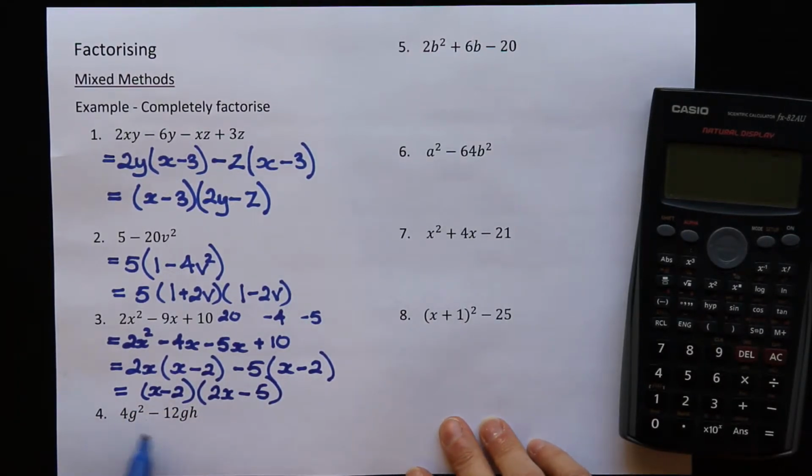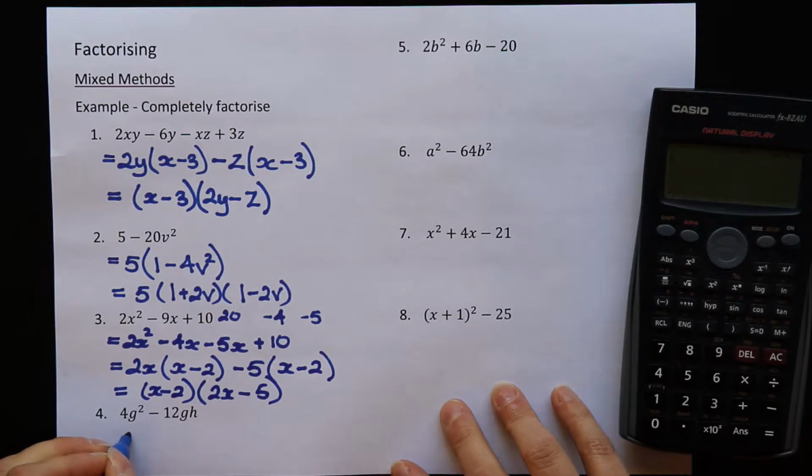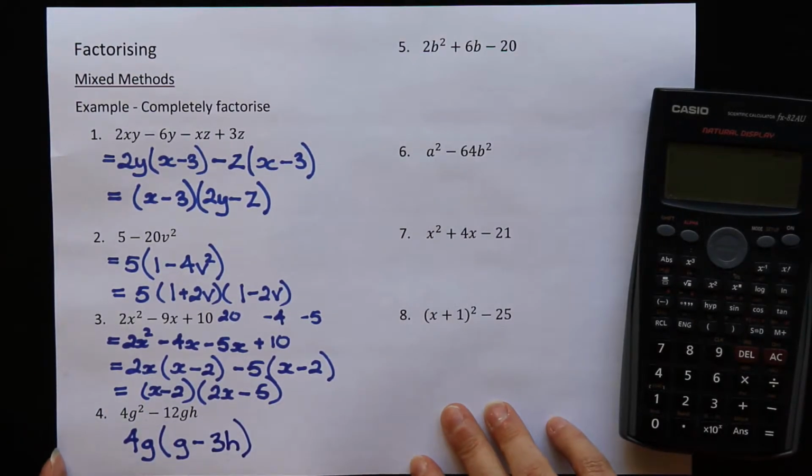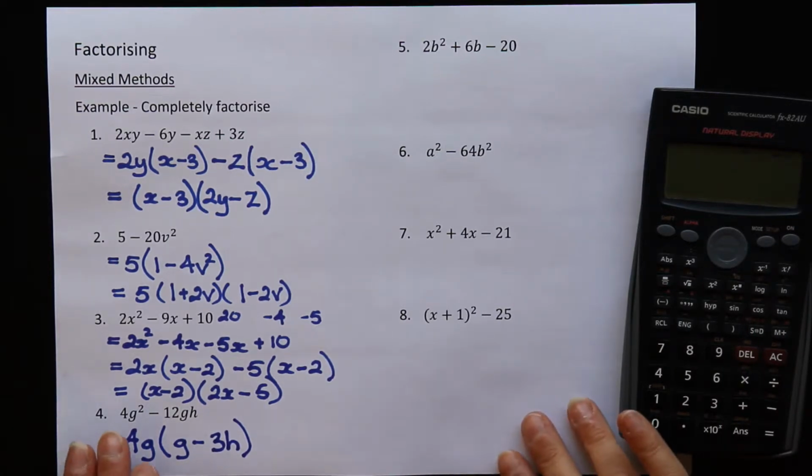Question 4, I have two terms. This is not going to be able to be square rooted though, so it's not going to be a difference of two squares. All I can do here, I think, is take out a common factor. There is a 4 that is common and also a g in both terms. If I take that out, I'll be left with a g minus 4 out of there would give me 3, taking the g, h. And that is as factorized as it gets. So sometimes it's quite simple. Don't try to overcomplicate things.